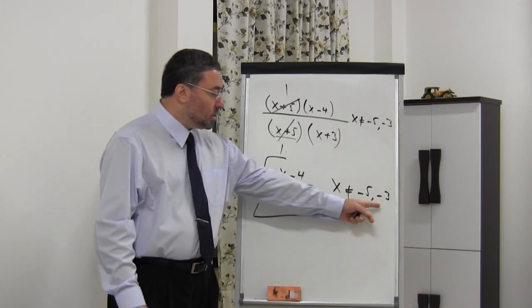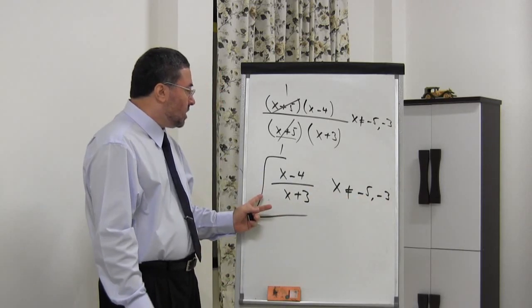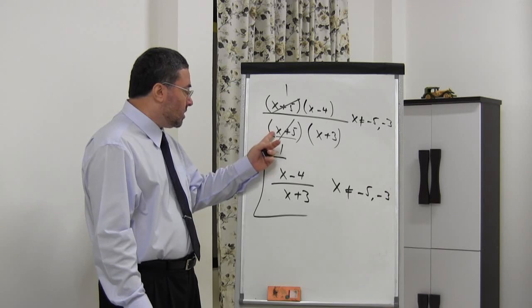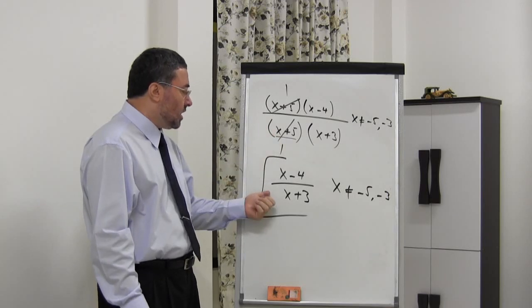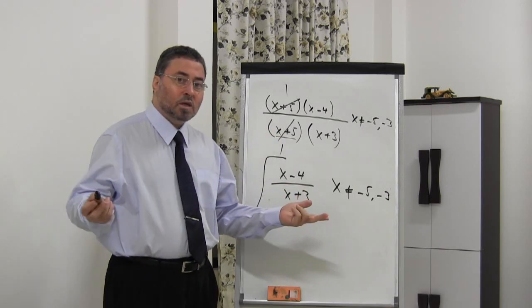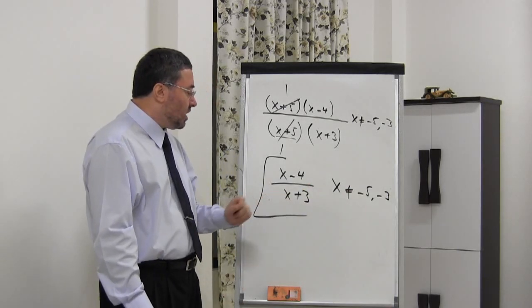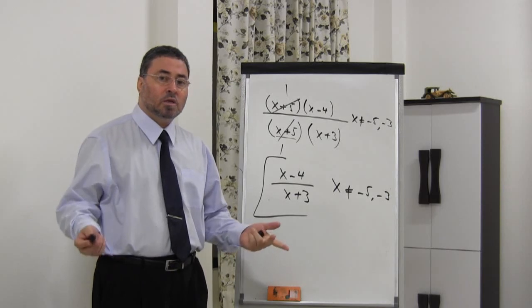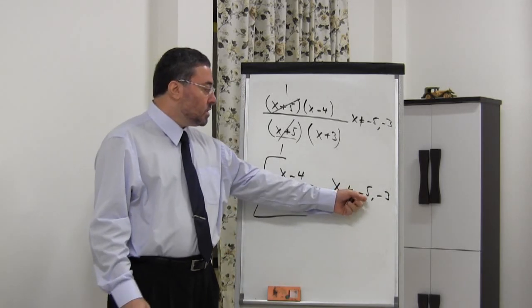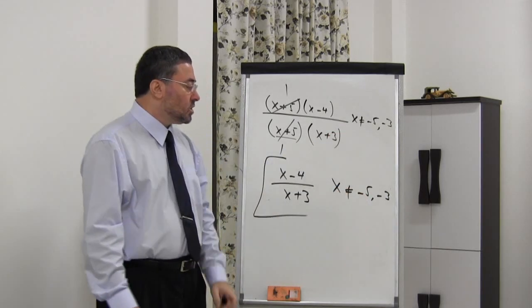This is a must to put, even though now this factor, x plus 5, is not there. And you might think there is no reason why x cannot be minus 5. If I put minus 5 here, that doesn't make the denominator 0. However, this was carried from the initial expression and it should stay there.